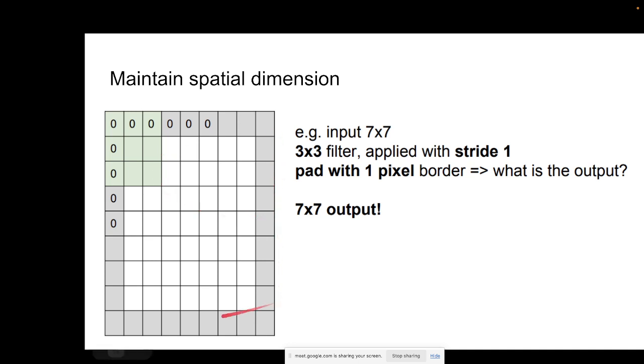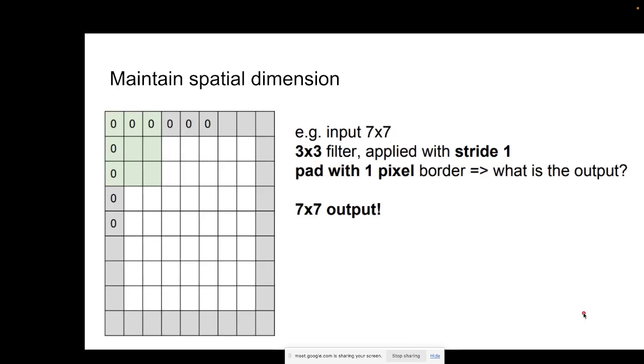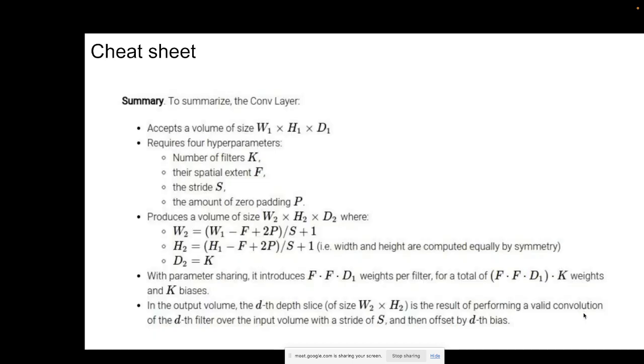So this padding will help us make this. We can set an appropriate padding value so that this output turns out to be an integer, and everything is good. So this is a cheat sheet, again suggested by CS231N. It gives you all the formulas in a nutshell.